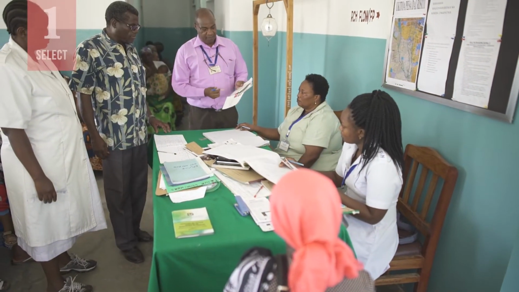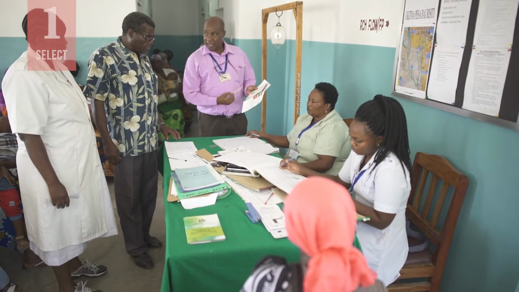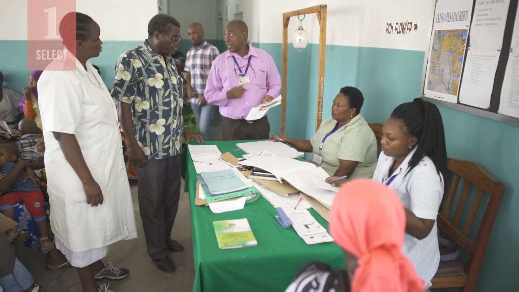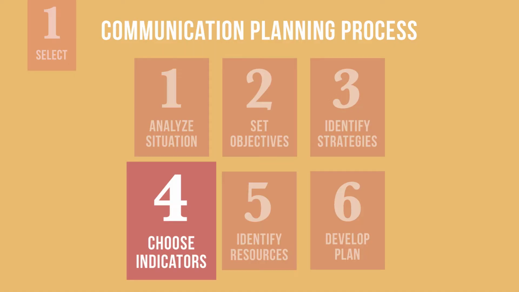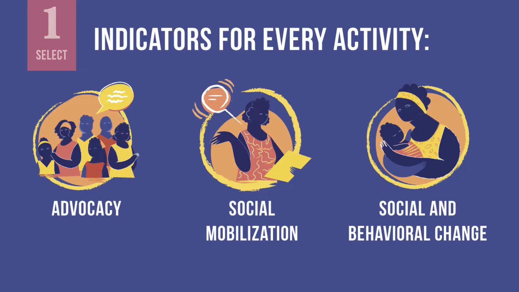An indicator helps measure progress towards a goal or target you have set for your program. Indicators are selected during the communication planning process for each planned activity. An indicator may relate to advocacy, social mobilization, or social and behavioral change depending on the focus of the activity.